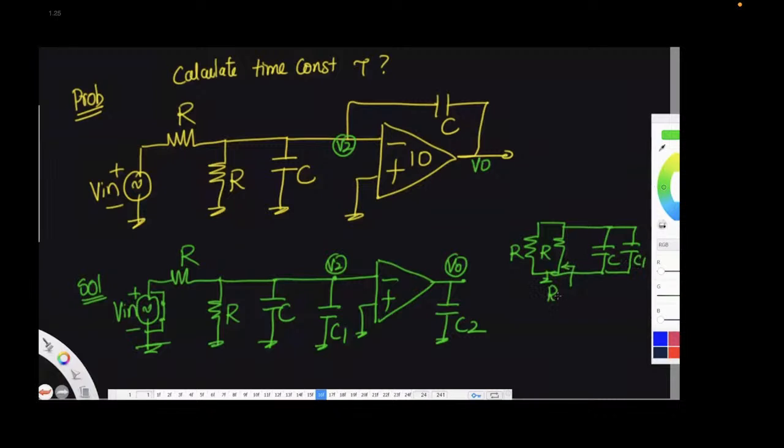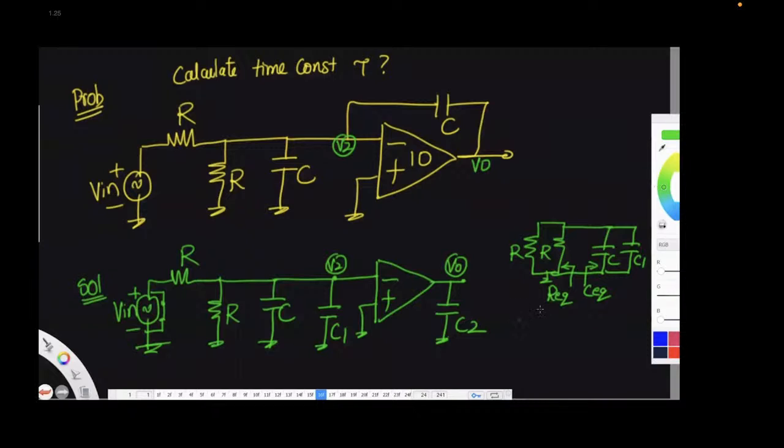So tau is nothing but R equivalent into C equivalent. There is isolation between C1 and C2. C1 is at the input side and C2 is at the output side. There are no resistors in output. If there are resistors, then we can say tau equal to RC. So it's something like, this capacitor is in Hyderabad and this capacitor is in Delhi. So the tau is a function of only C1 but not C2.